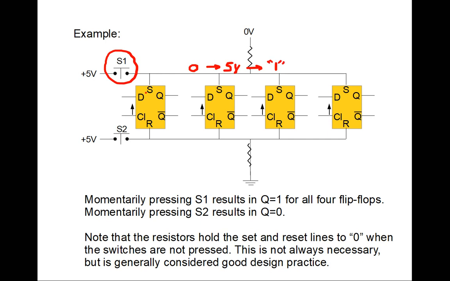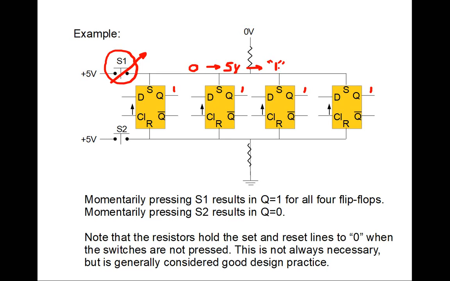So if we want to set these 4 flip-flops, we just simply momentarily press that switch. And then that means that this Q would be 1, this Q would be 1, this Q would be 1, this Q would be 1. When we release this switch, the outputs, the states of these flip-flops, will remain at 1. So the flip-flops remember it.